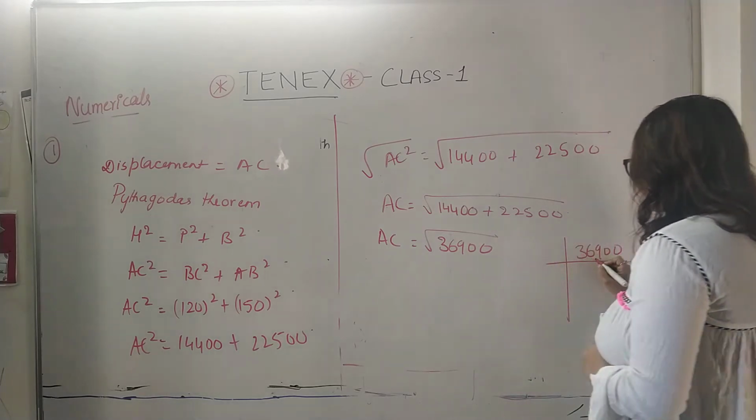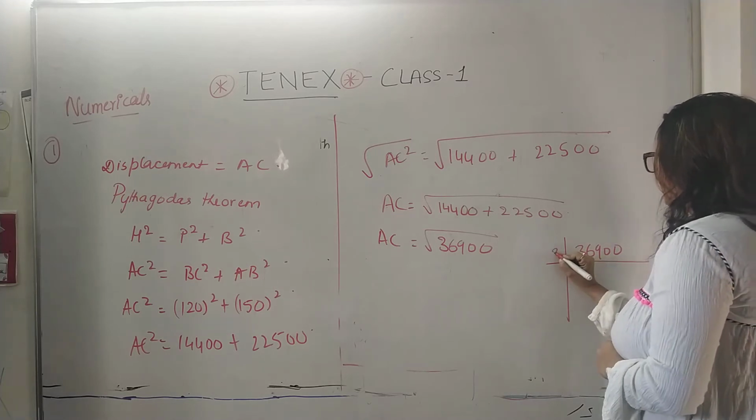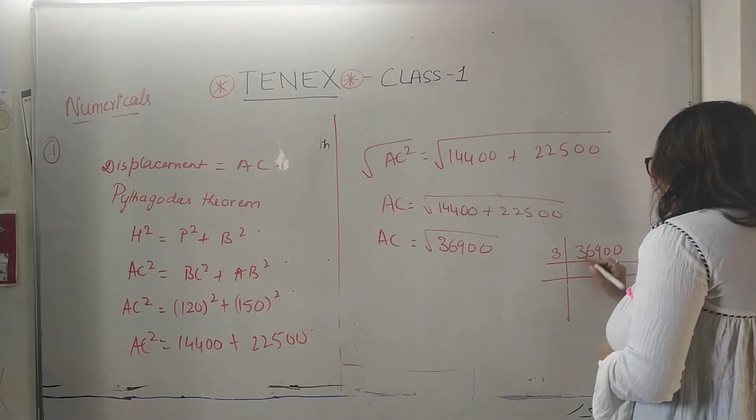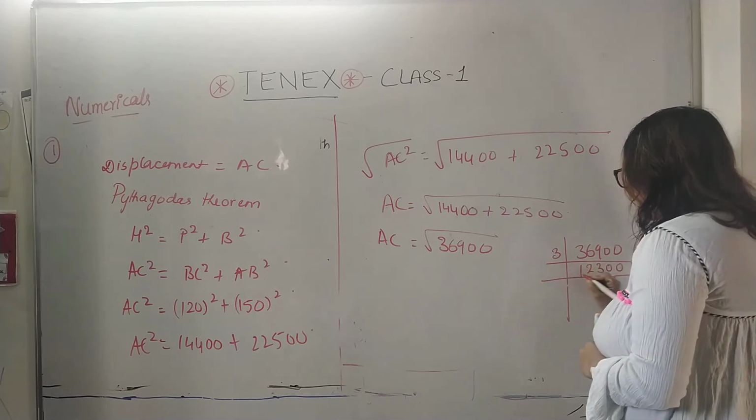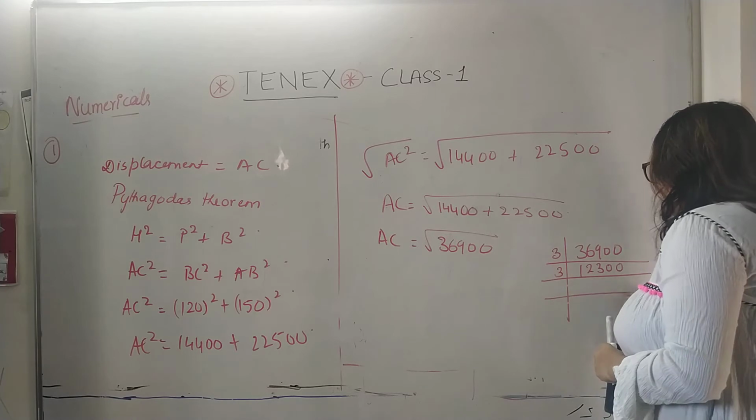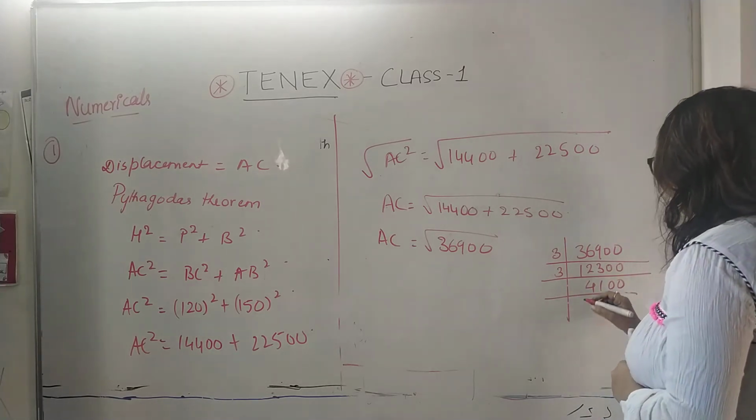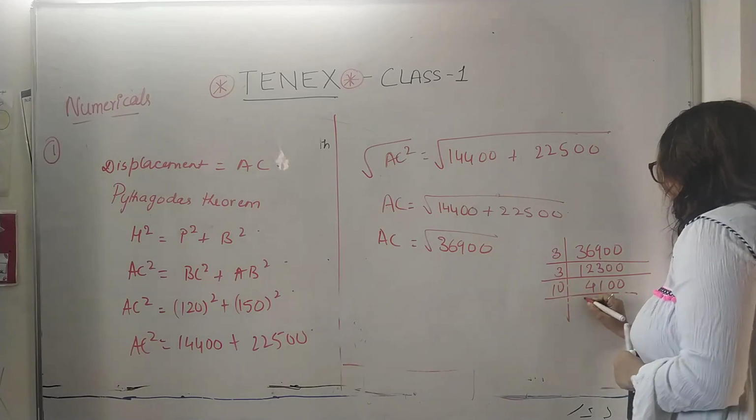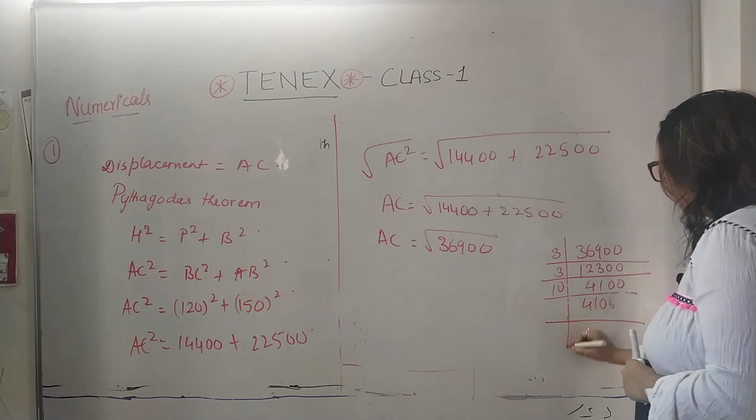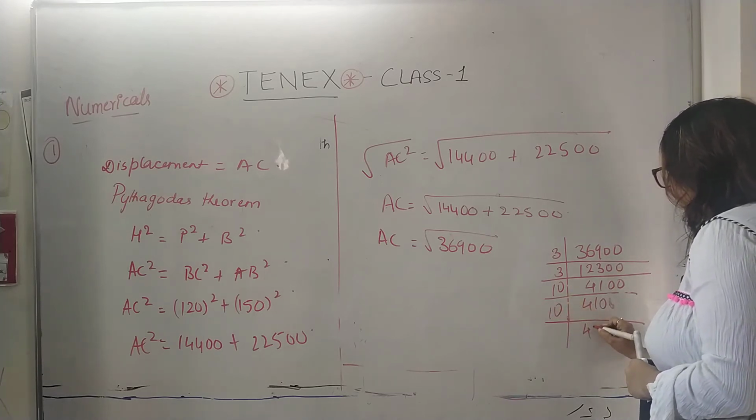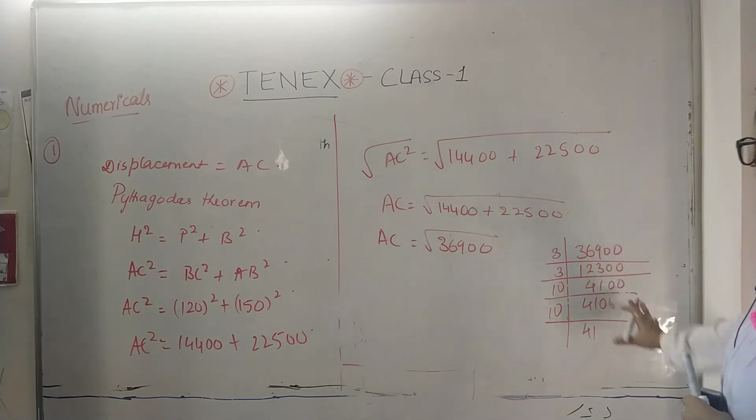Okay, so I am first going to divide it by 3. I can see that this quantity seems to be divisible by 3. Okay, so this becomes 12300. Then again I divide it by 3. Okay, so I get 4100. Then let's say I divide this by 10, so I get 410. Then again if I divide it by 10, I get 41. Okay, 41 is not divisible by any other number, so I am going to leave it over here.